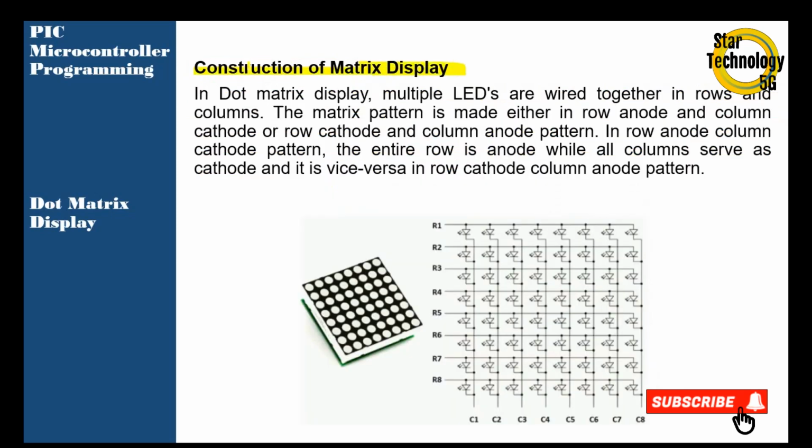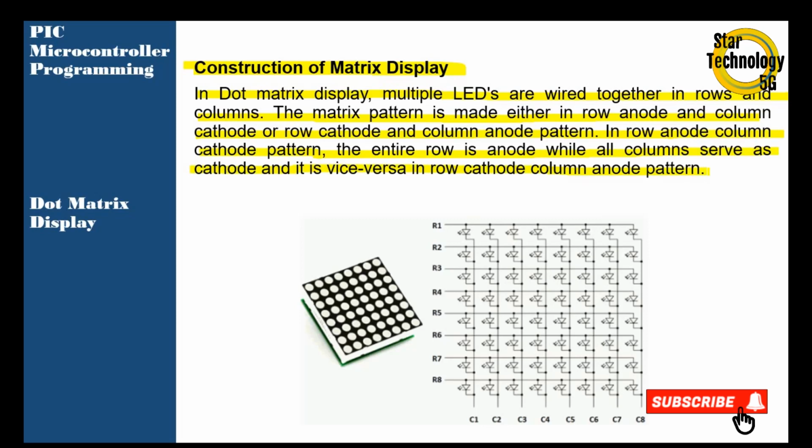Construction of a dot matrix display. In a dot matrix display, multiple LEDs are wired together in rows and columns. The matrix pattern is made either in row anode and column cathode or row cathode and column anode pattern. In the row anode, column cathode pattern, the entire row is anode while all columns serve as cathode, and it's vice versa in the row cathode and column anode pattern.